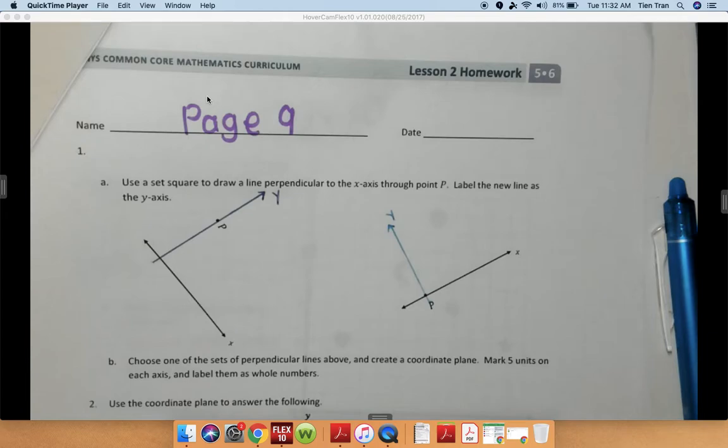Hello boys and girls, we are on page 9 of your homework. Make sure you are on the correct page. We're going to be talking about a couple questions here.